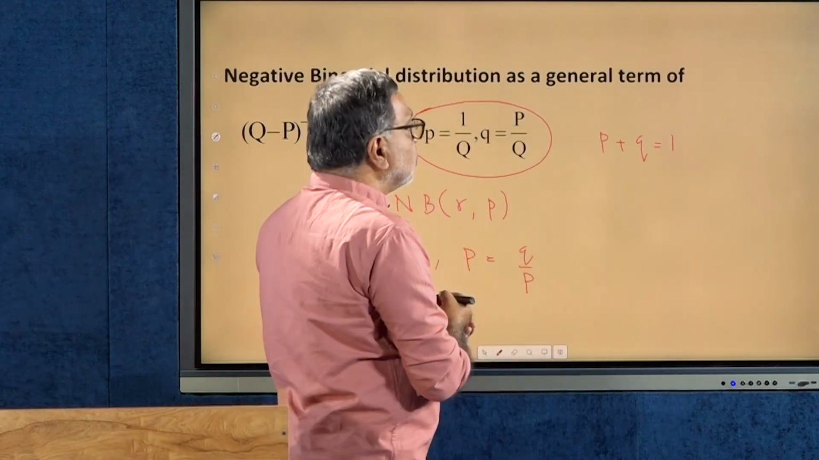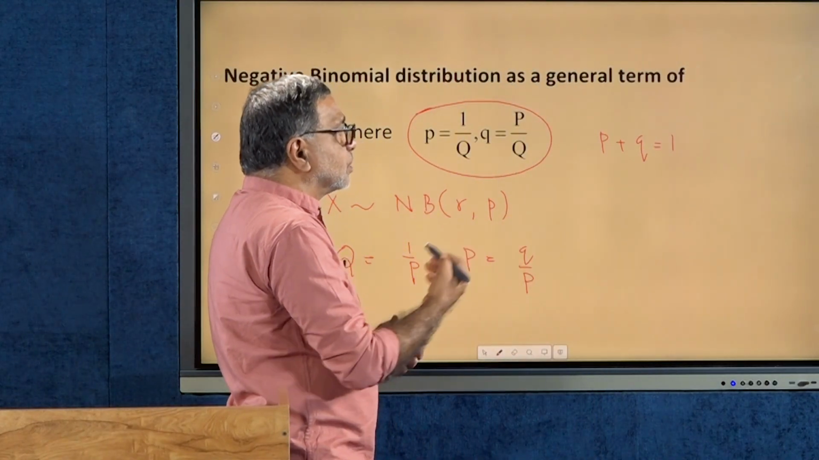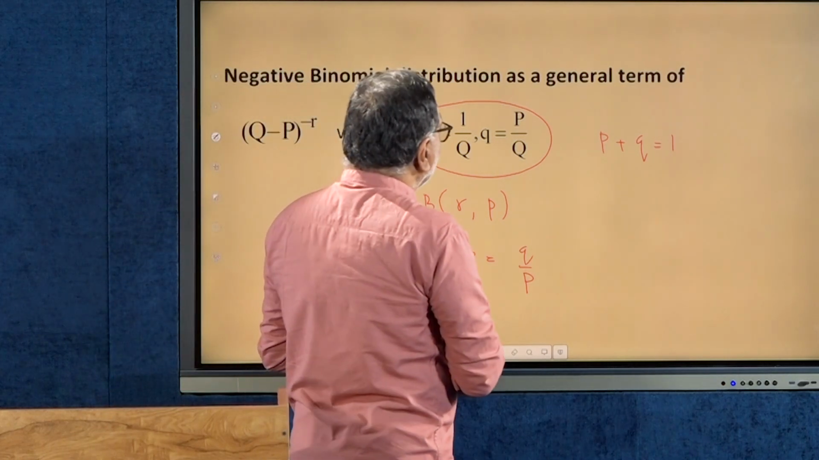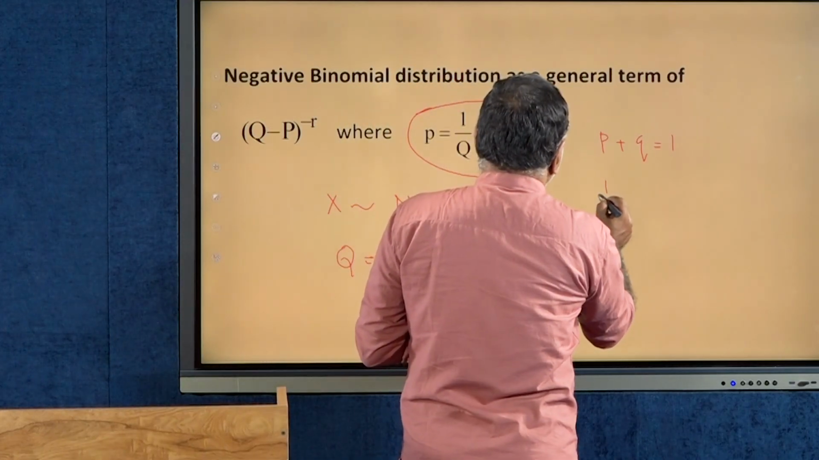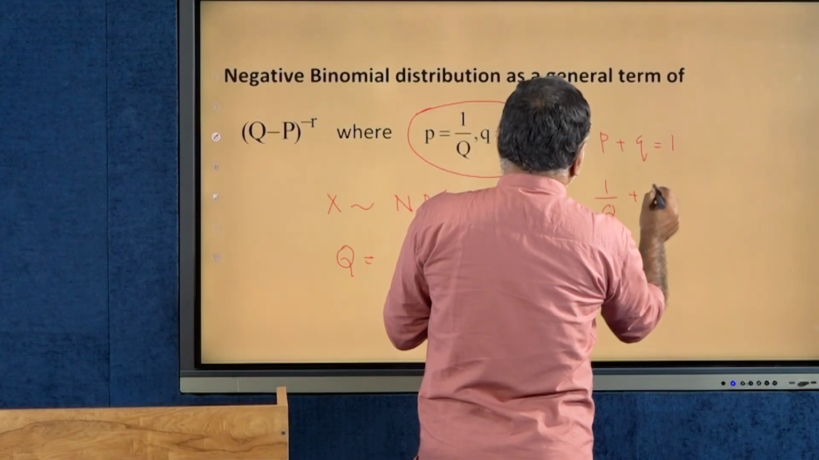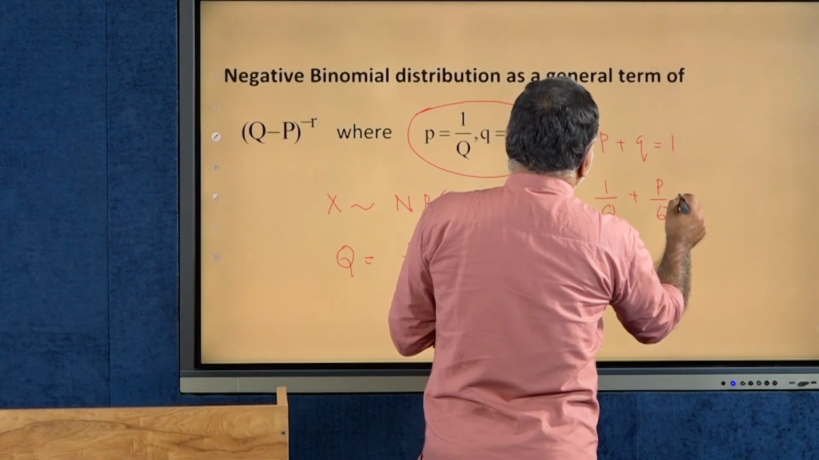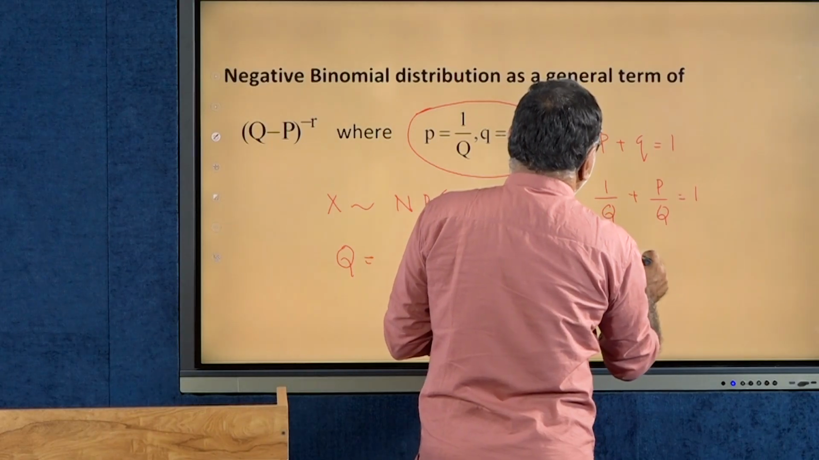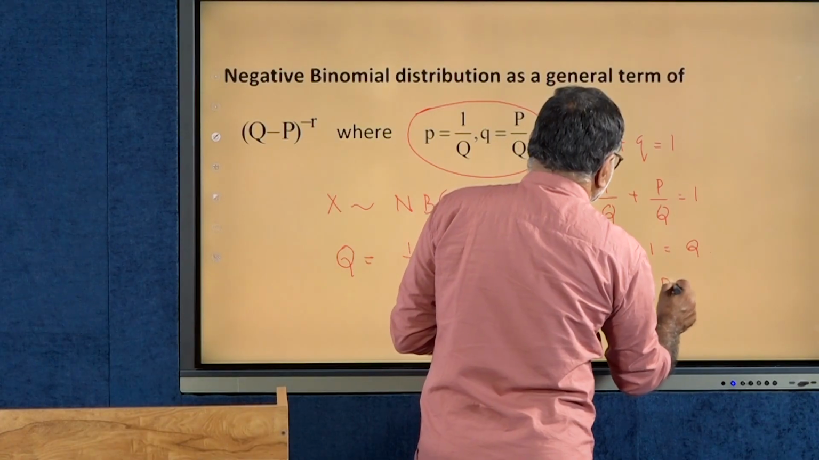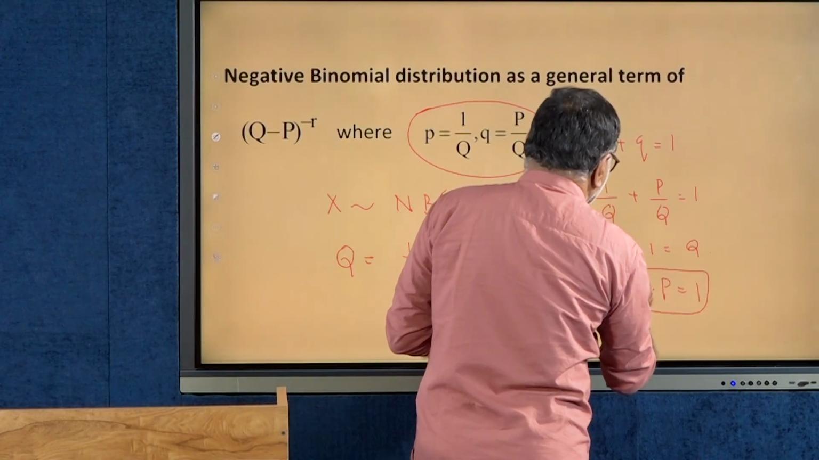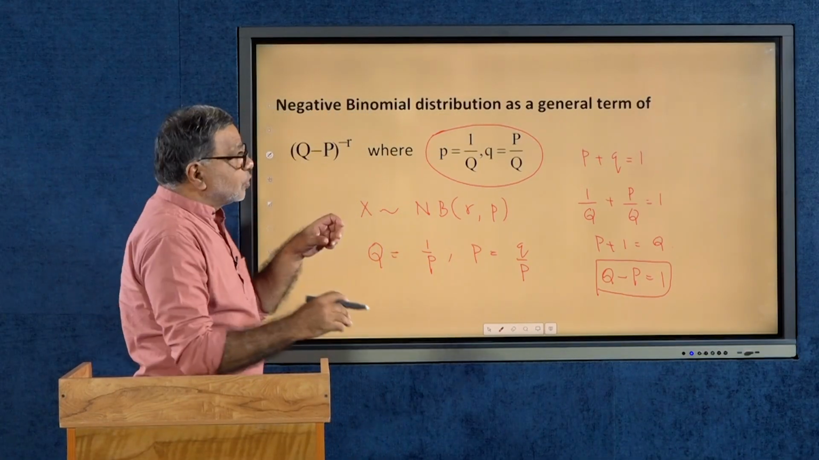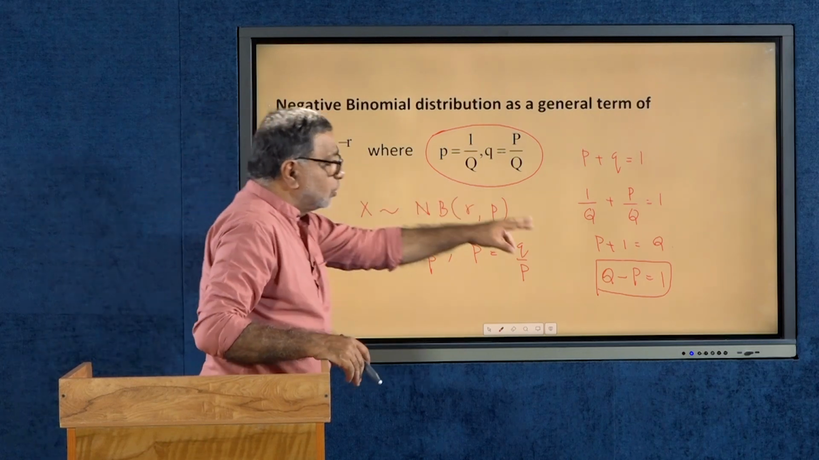In the case of the Bernoulli random variable, Bernoulli trials, probability of getting success and probability of getting failure, p and q, that are equal to 1. So, this is actually 1 by Q plus P divided by Q is equal to 1, or P plus 1 is equal to Q, or Q minus P is nothing but 1. So, these are the matters we have to identify with respect to the notation Q and capital P.